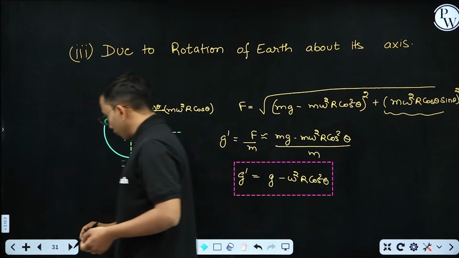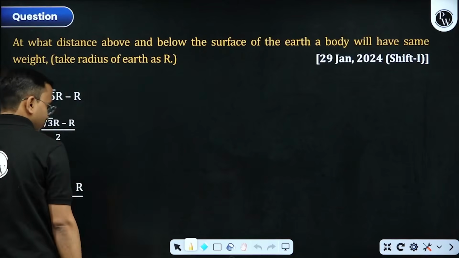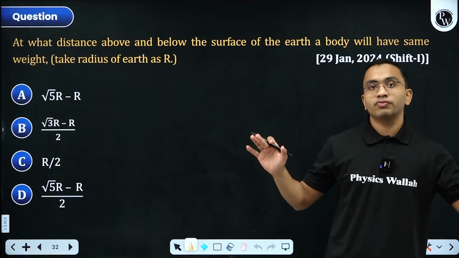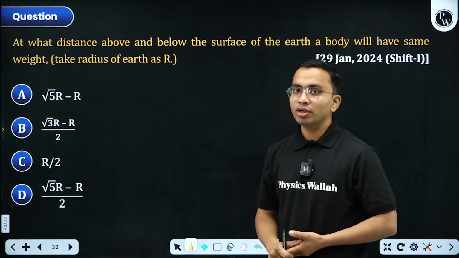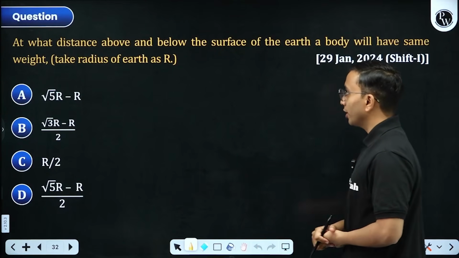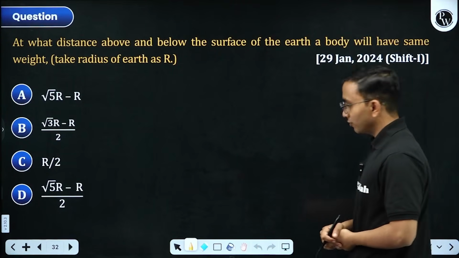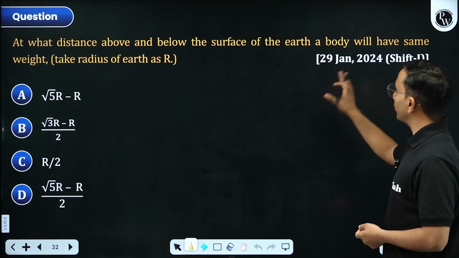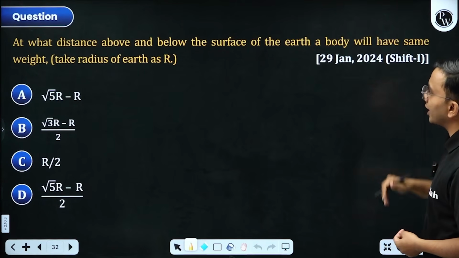Okay, now moving to the questions part, there are so many questions asked from this particular section in mains. Variation of acceleration due to gravity, so many questions are there. So let us do some of the varieties of the questions asked. At what distance above and below the surface of Earth will a body have the same weight?